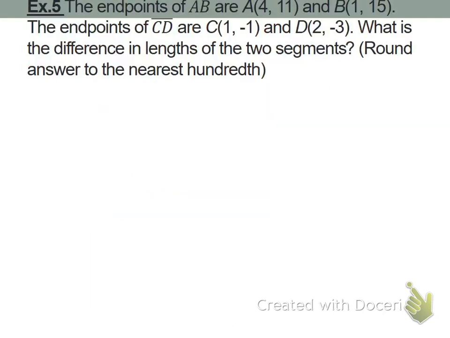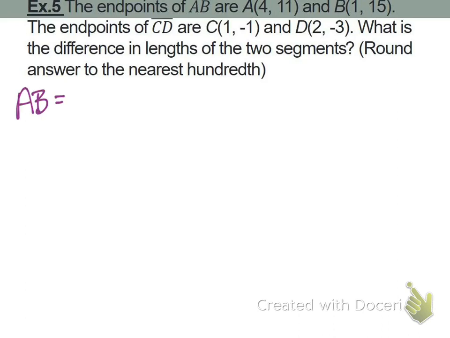All right, let's move on. The endpoints of AB are given. The endpoints of CD are given. We are asked for the difference in the lengths. This time we will round our answer to the nearest hundredth. This question has a couple parts to it. The first part is to find the distance of both AB and CD. So we have to find two distances and then find their difference, meaning we subtract big minus small.